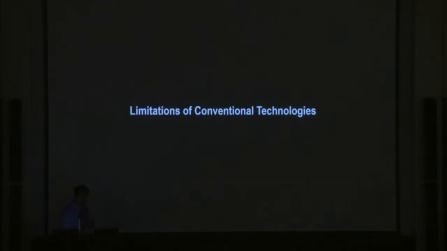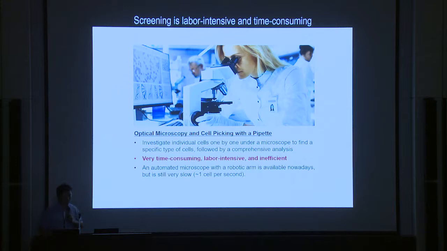So scientifically, we have limitations. How do we do identification and sorting in general? Basically, we rely on optical microscopy with pipetting, the most traditional way. But this process is very time-consuming, labor-intensive, and inefficient because you have to look at every single cell under the microscope, and if you find a good one, you pipette that cell and move it somewhere, and then do a more detailed analysis.